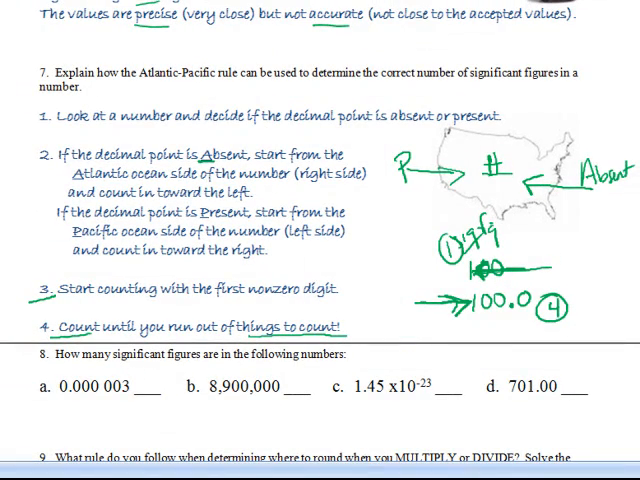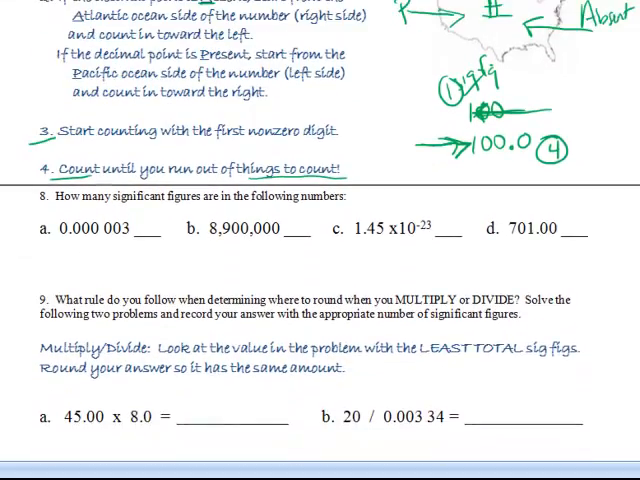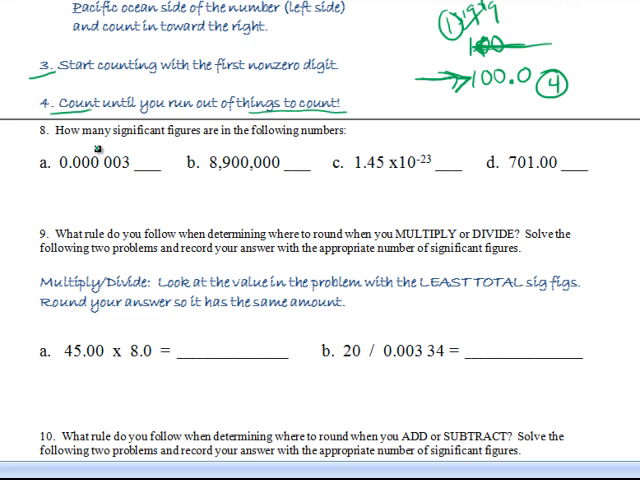Okay, let's use that to figure out how many sig figs are in the following numbers. So pretend each one of these numbers is the United States. This one, decimal point's present, so I come in from the Pacific side. None of the zeros count till I hit the 3, and then the 3 counts. This way I come in from the Atlantic Ocean side, none of the zeros count. 1, 2. 2 sig figs. Whenever you see scientific notation, ignore it. Pretend it's not even there. Just count whatever you see. 1.45, 3 sig figs. And this one, decimal point's present, so I start on this side, Pacific Ocean side. 7, 0, 1, 1, 2. So there's 5 significant figures here.